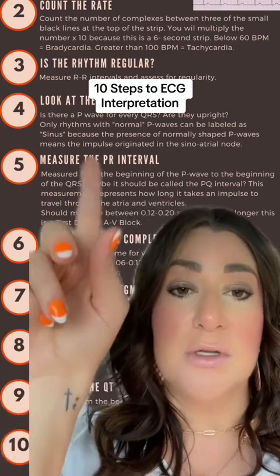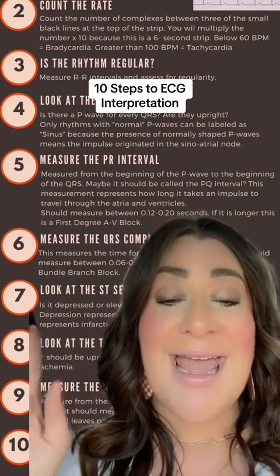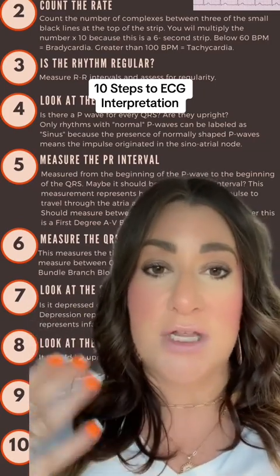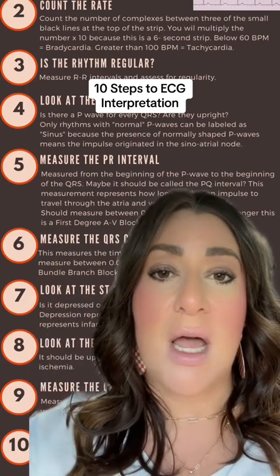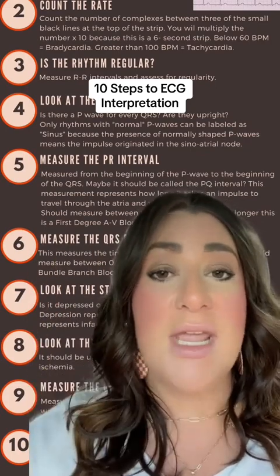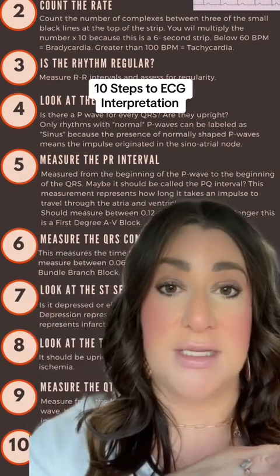Then you're going to look at the P wave that's before every QRS complex. Is there a P wave for every QRS complex? Is the P wave normal looking, or is it upright? And is it upright, and is there one that precedes every QRS?